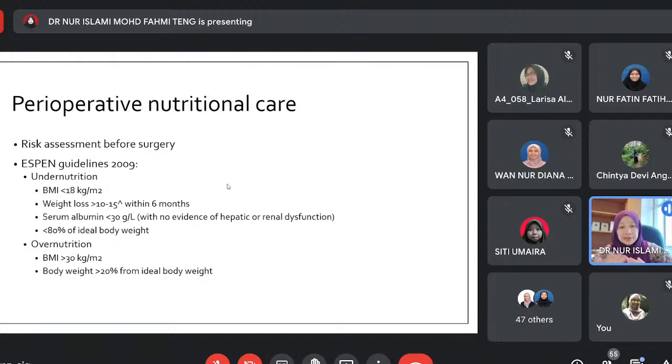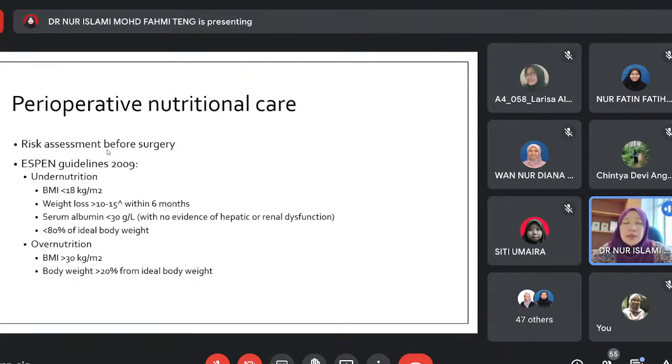Okay, as I mentioned earlier, for surgery we must assess our patient before surgery as well. So we call it risk assessment before surgery. It is actually risk assessment according to the pathophysiology, because we know that severe undernutrition can be detrimental to the outcome of the surgery. Malnutrition is generally considered to be associated with starving and lack of food. So that's why assessing malnutrition is important.